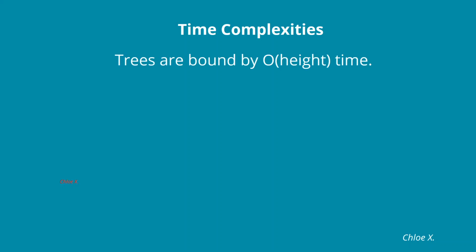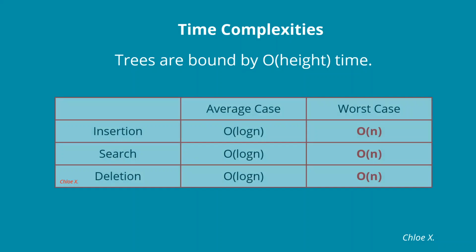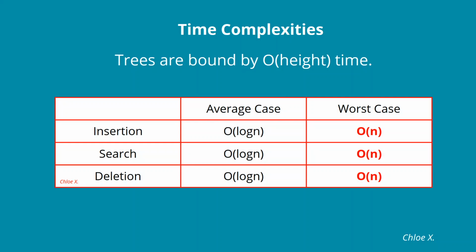To conclude, let's discuss some time complexities. Trees are bound by O(height) time. Here's a table that shows the time complexity of BST operations that we went over. Notice that there are different results in average case and worst case. In average and best case, all operations are log n time. Recall that log n is the height of a balanced tree. But notice in worst case, time is O(n). This is because of skewed or unbalanced trees.